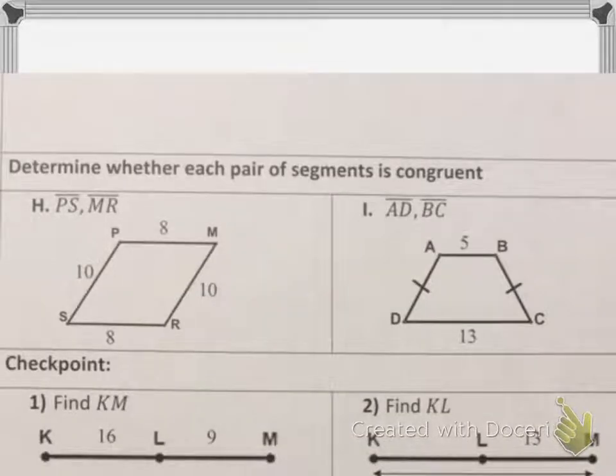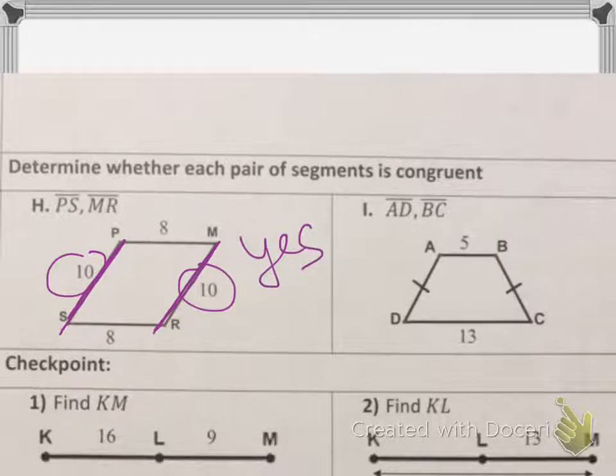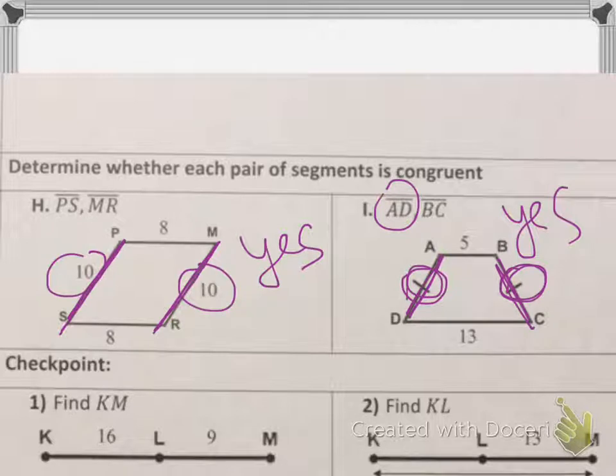Okay, the next set says determine whether each pair of segments is congruent. So I want to know if PS is congruent to MR. Well, that's pretty obvious. They're both marked 10, so the answer would be yes. Okay, this one says AD to BC. My answer again on this one is yes, because these symbols right here mean they're marked congruent. So my answer is going to be yes again.